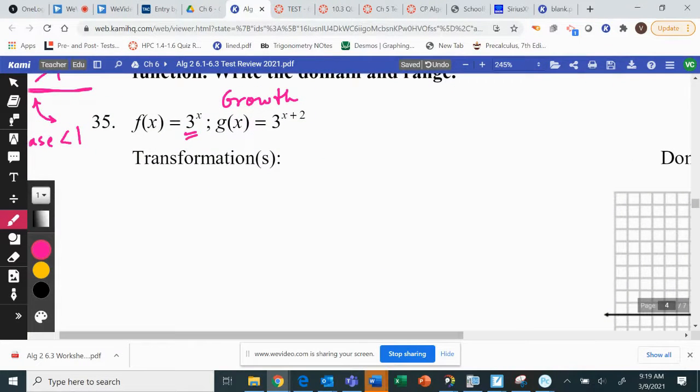We have to write the transformations. So when we look for f of x equals 3 to the x, and when we look at g of x equals 3 to the x plus 2, the transformation is in the exponent.